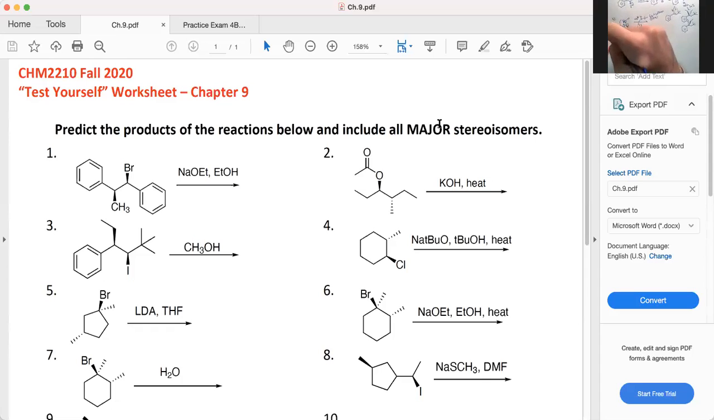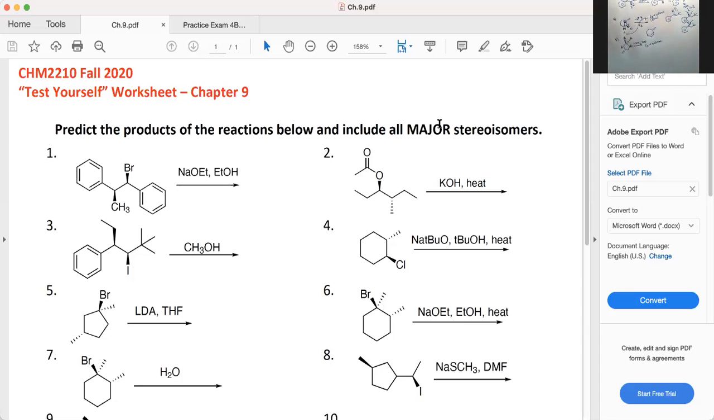And then 5. Okay, so for 5, we have this structure. And we're subjecting it to LDA and THF conditions. Okay, again, that's one of our bulky bases. We know that's going to be E2, and that's going to be our Hofmann product, our steric argument, same thing. So we have quite a few beta positions. We have beta 1, beta 2, and beta 3.